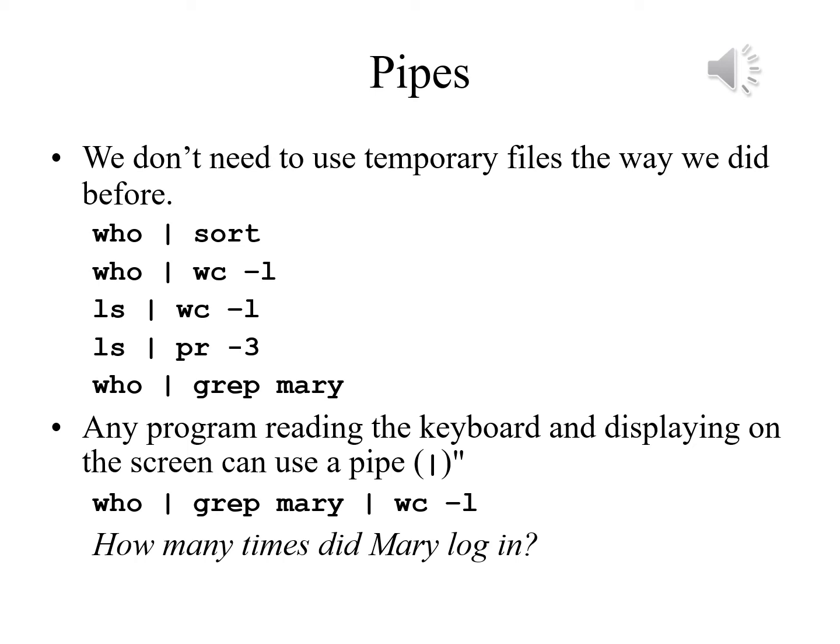ls | pr -3 will print the file names in 3 columns. who | grep Mary will print the logins that contain the name Mary. You can have more than one pipe per command line. When we type who | grep Mary | wc -l, we will get the login names, forward only those lines with Mary's name, and display the number of lines containing it.